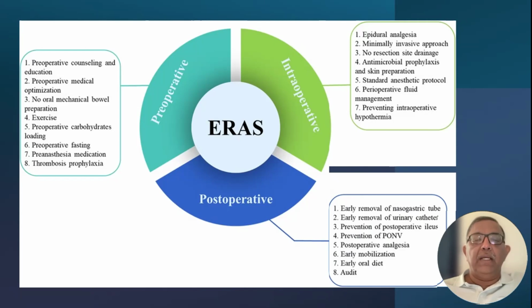Postoperatively, the nasogastric tube, if placed, should be removed immediately after surgery before the patient is moved to the recovery room. The urinary catheters should also be removed as early as possible unless partial nephrectomy is done and the patient has calyceal repair, in which you would like to keep the intravesical pressure low. The prevention of postoperative ileus is extremely important, and it's one of the major factors responsible for delayed discharge from the hospital.